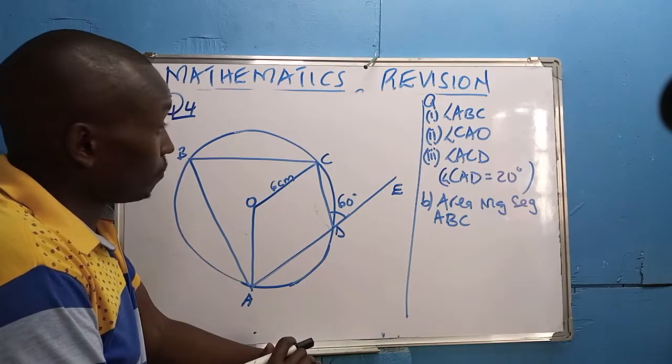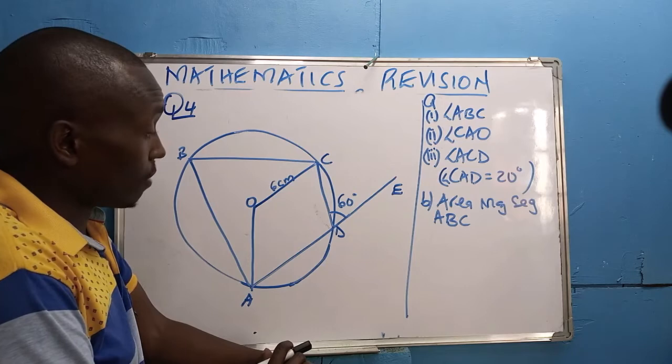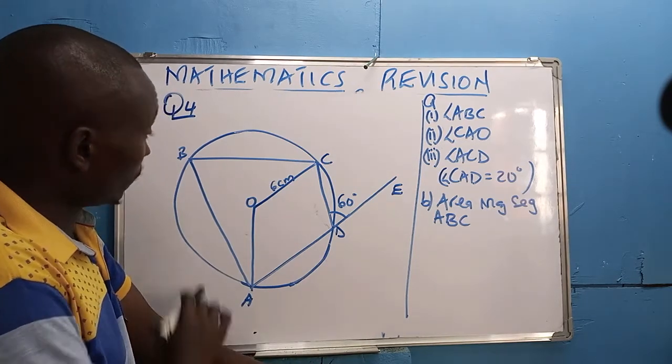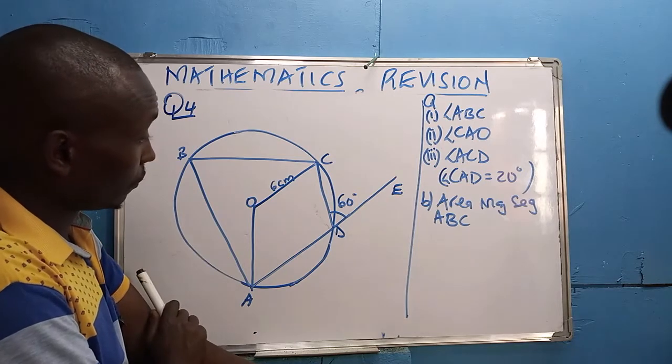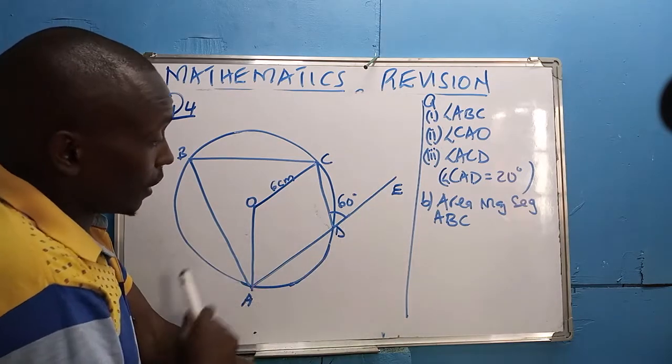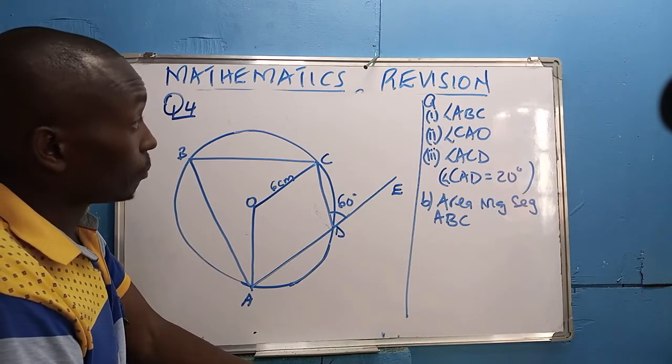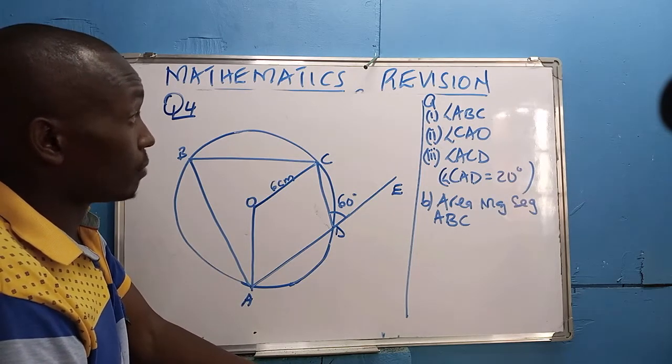For question number 4, another very good example here. You're given the figure as you can see. Yes, this is the center of the circle. There is a secant here. There is an angle of 60, and the radius is 6 centimeters. Now, you're supposed to find angle ABC.